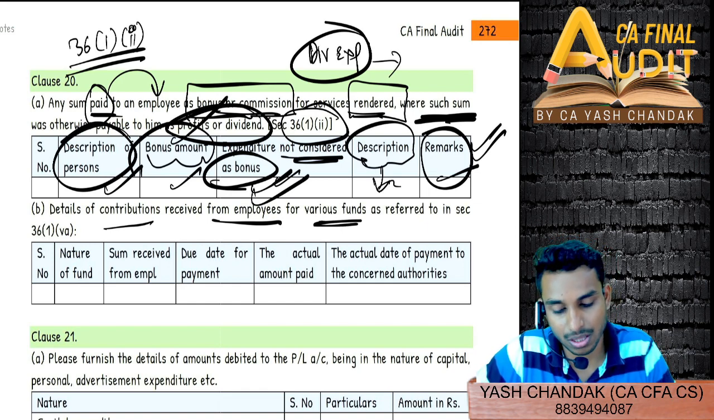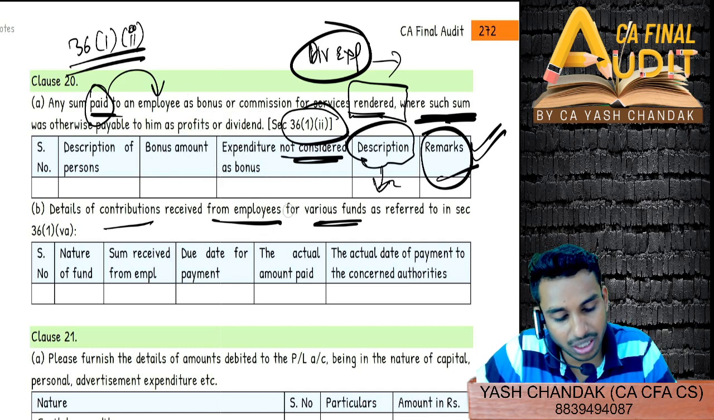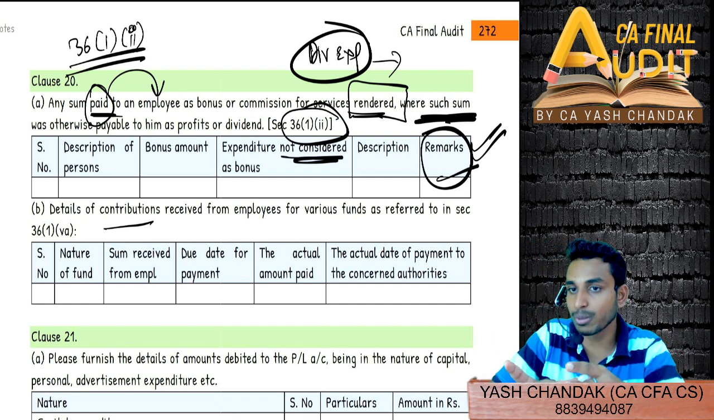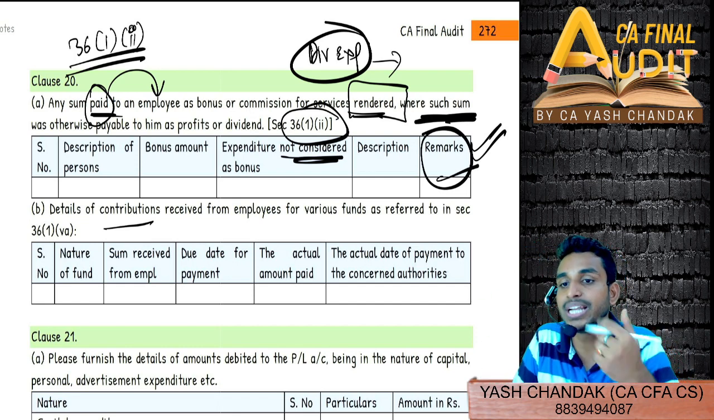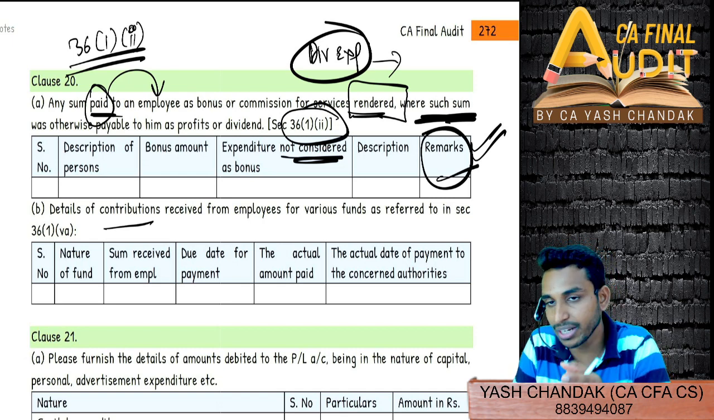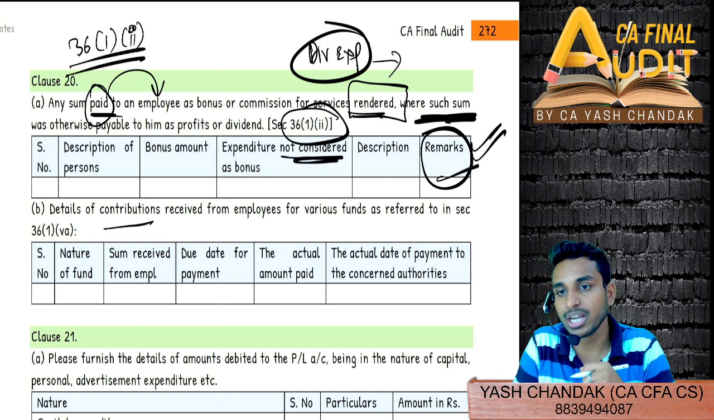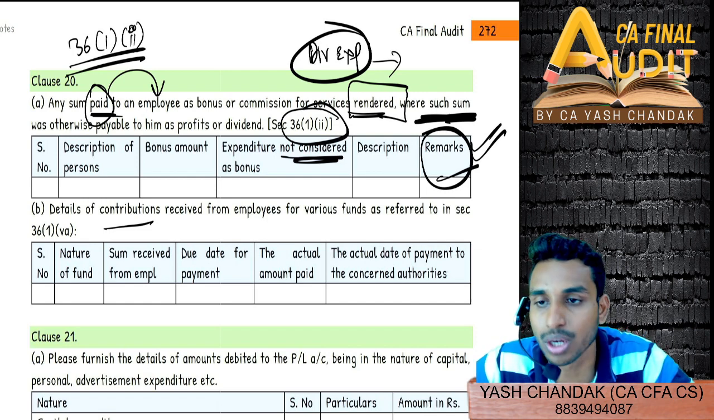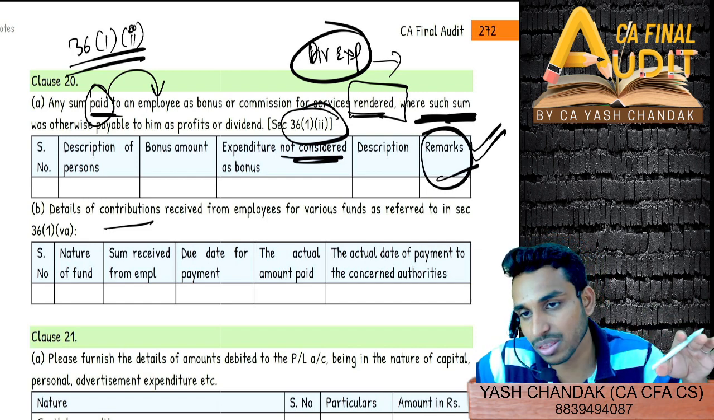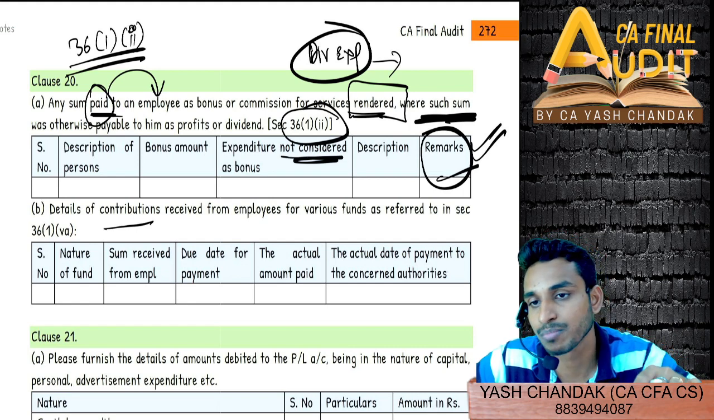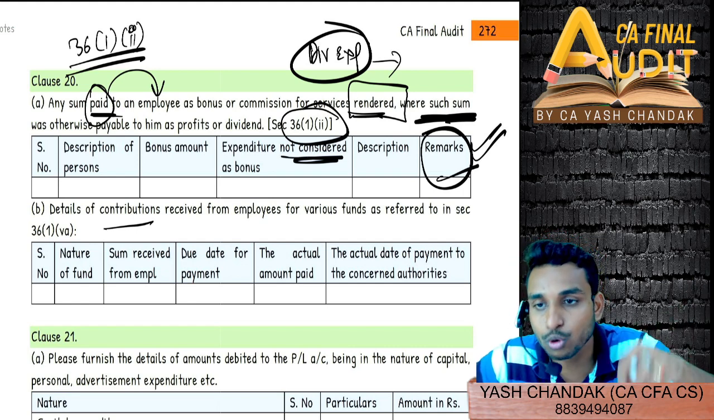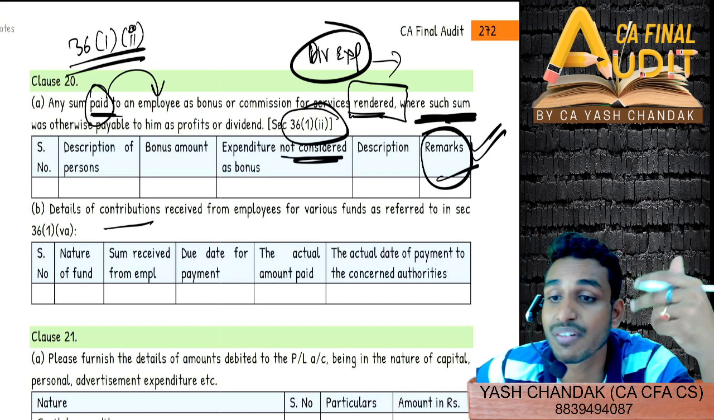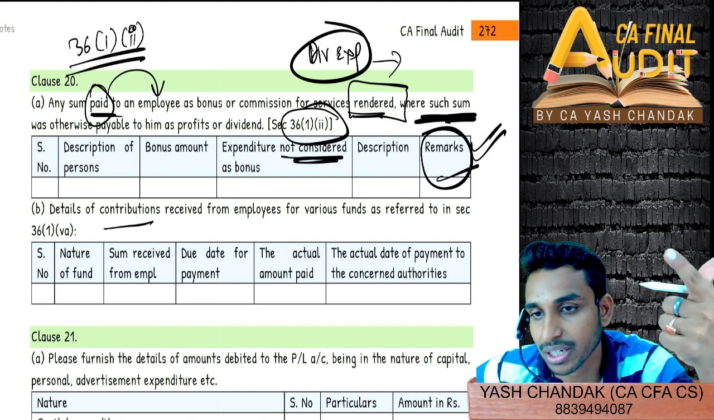Please repeat clause 20, subclause A. What does it say? Suppose I have to pay dividend to you anyway, and you are also my employee. You are also my shareholder, and you are also my employee. So instead of paying dividend, I'll pay bonus. If I pay dividend to you, I won't get tax deduction, right? So I'll pay you bonus. I'll also get tax deduction, and you'll also get your amount. So that is not allowed by the Income Tax Act. They will not allow this as an expense. So for adding back that expense, we have to report here under clause 20 subclause A. Only those bonuses which are already otherwise payable to the employee as profit or dividend.